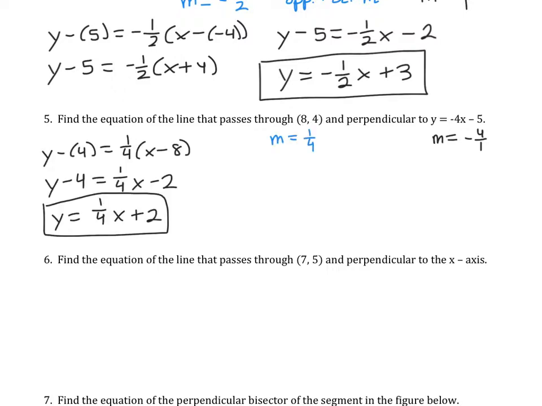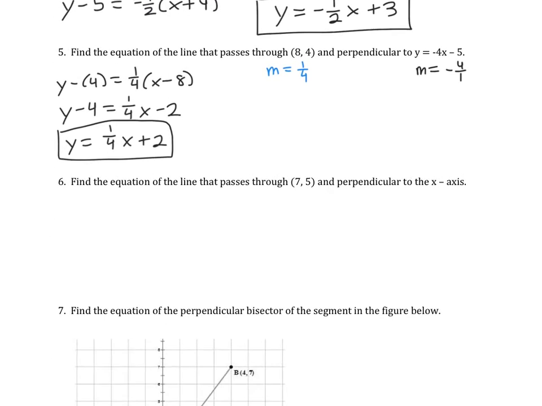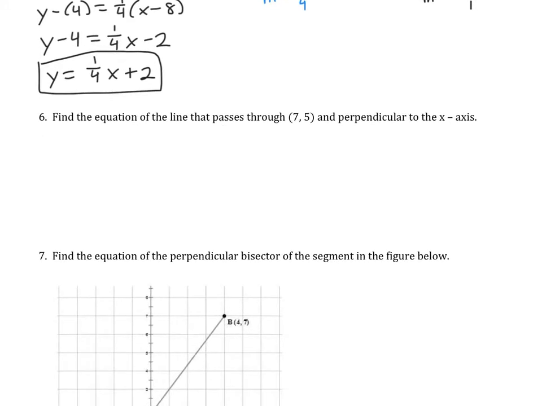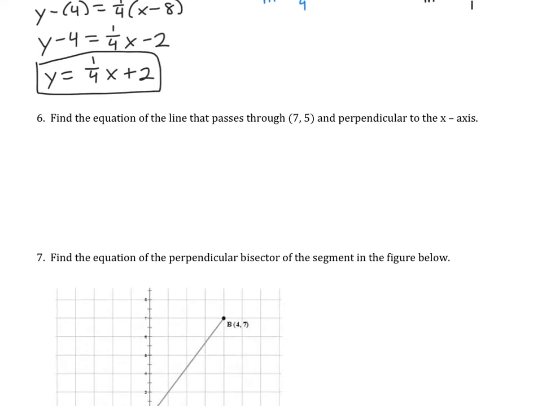All right, let's check our work here. So this line has a slope of -4, so our perpendicular line will have a slope of positive 1/4. And then I used the point slope formula here, and I got y equals 1/4 x plus 2. All right, let's try this one together because it's a little bit more conceptual.